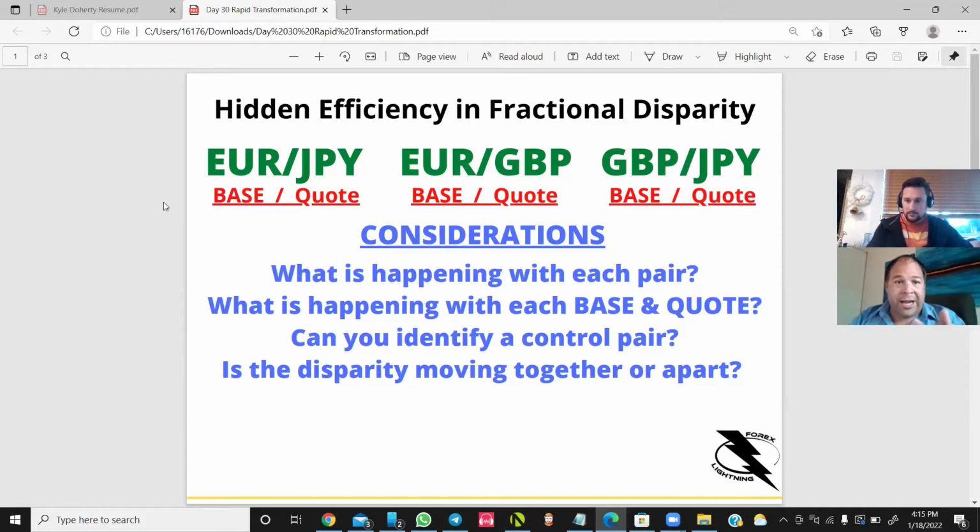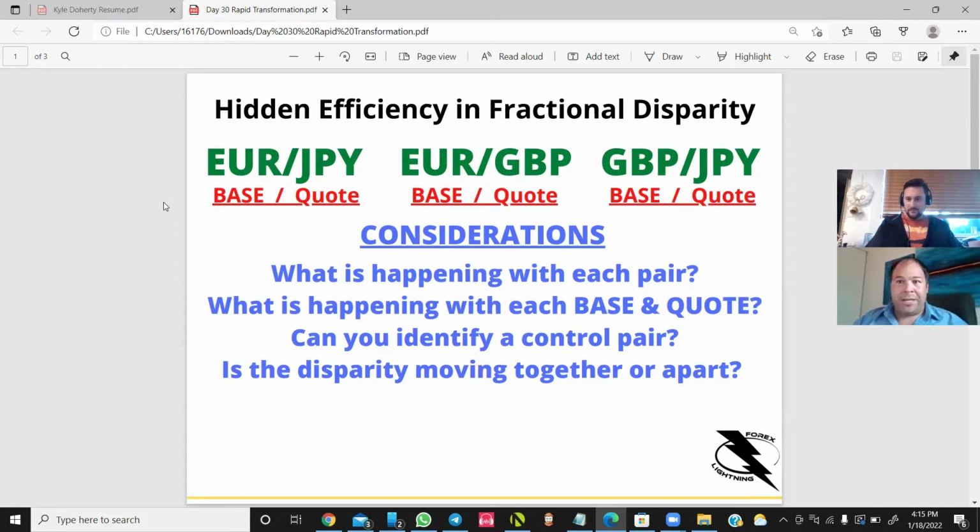Really what you're looking at here is euro yen as a pair, pound yen as a pair, euro pound as a pair, but then you're also looking at the euro on its own, the pound on its own, and the yen on its own and how it's performing. Once you can identify the control pair and you look at the trinity, then it's, okay, does this disparity move together or does it move apart? All right. So now let's just say we had a super strong long euro pound. All right.